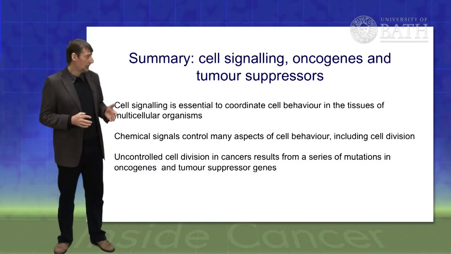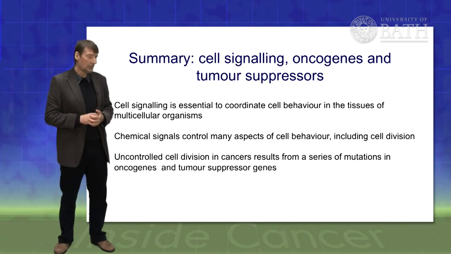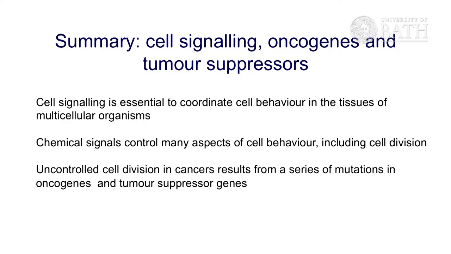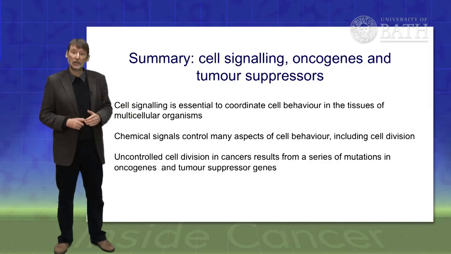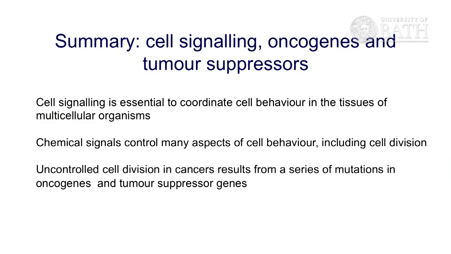So all I want to do to finish is to summarize some of the key things that I've said. First of all, I hope you'll have appreciated that cell signaling is an essential way of ensuring that cell behavior is coordinated and controlled. Secondly, the cell signaling that I've been talking about involves a chemical signal, a specific chemical signal coming from one cell and acting on another. And finally, uncontrolled cell division in cancers is the result of mutations in genes which we call oncogenes and tumor suppressors.